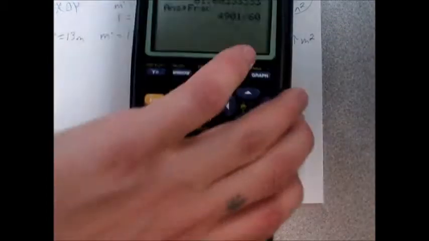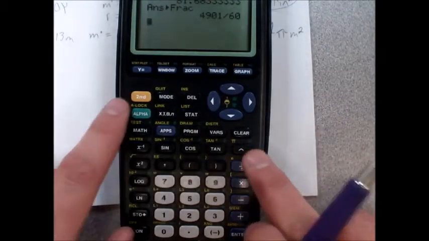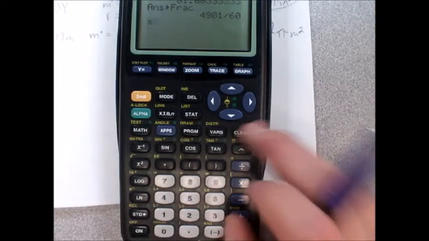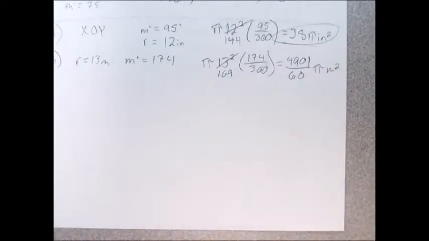Now, if it doesn't tell you to keep it in terms of pi, that's easy to do. You just press second and this up arrow, and it'll put a pi on your calculator. Okay? And it'll multiply it all out for you. Questions? Cool.